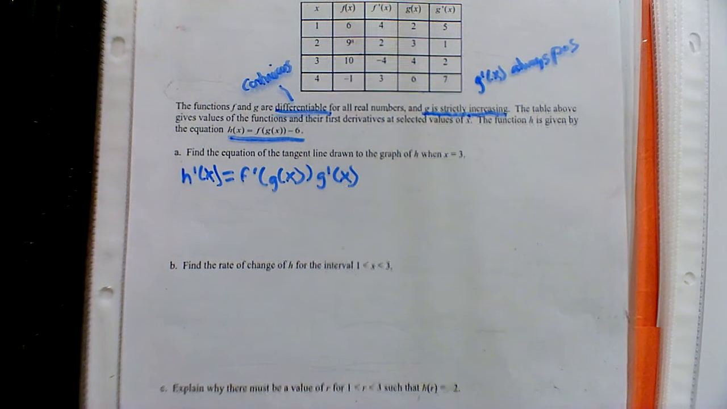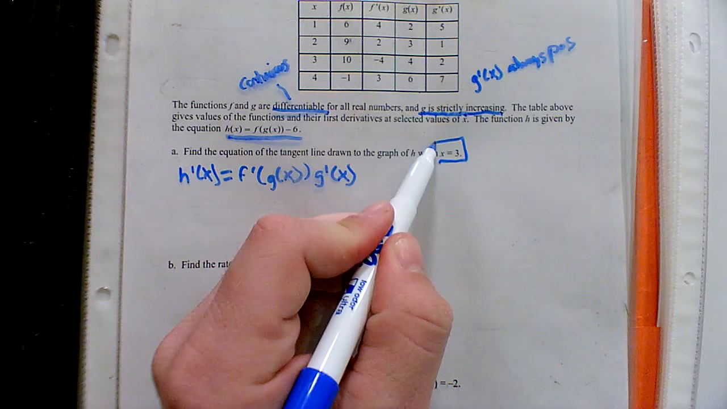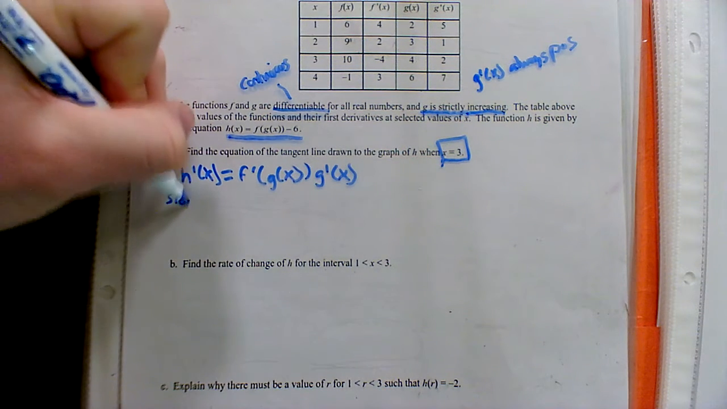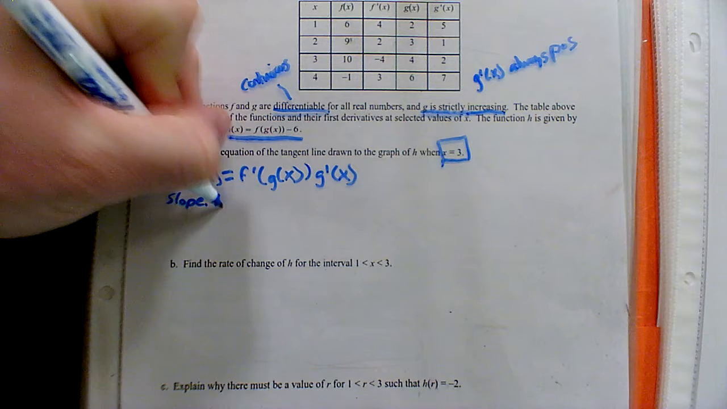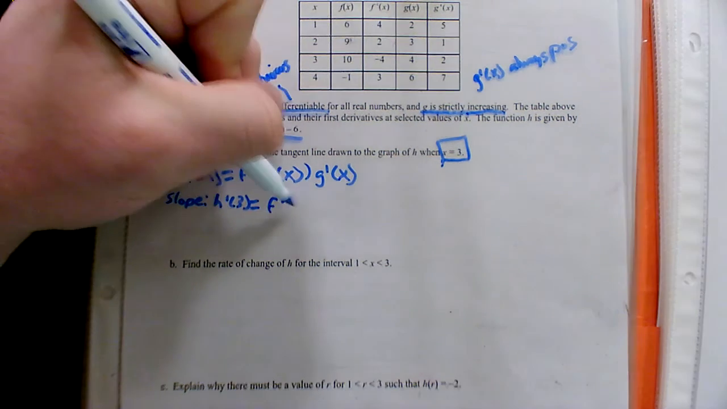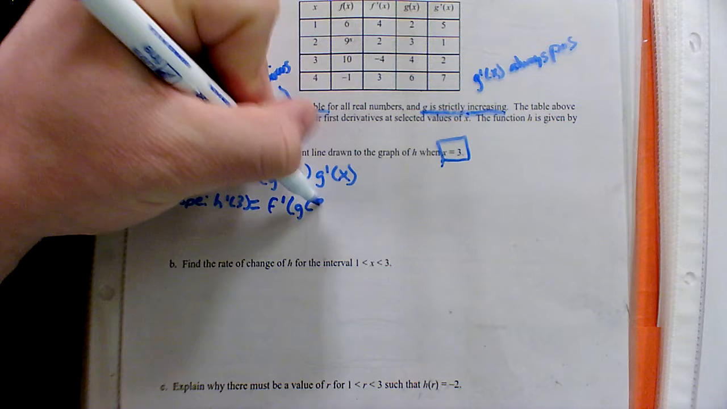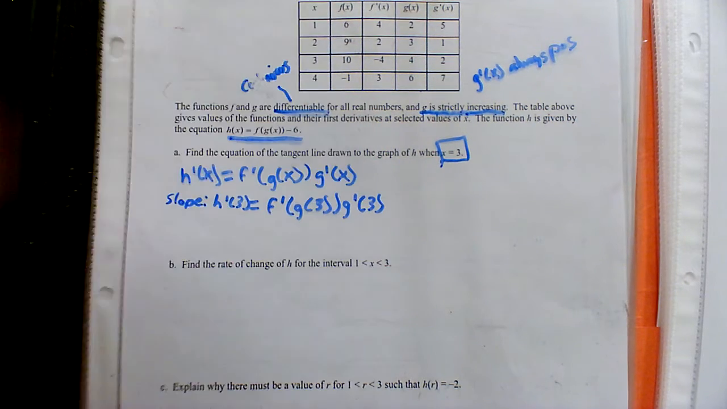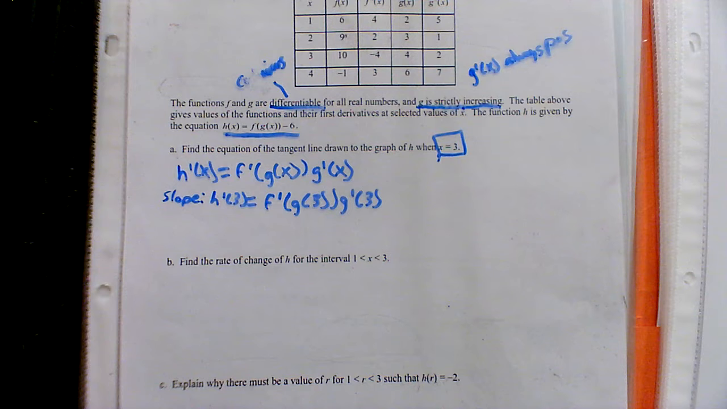Okay. Now we need to find the point and the slope. They give us x equals 3. So we have the derivative. Let's go ahead and try to find the slope. Slope, h prime of 3. So that'd be f prime of g of 3, times g prime of 3. That's just plugging in for the x.